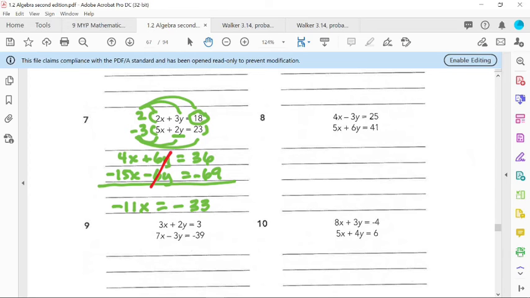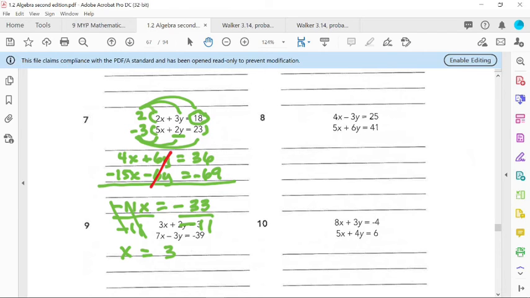Negative 33. So we don't mind the 11 so much now. Why? Because we're going to divide both sides by negative 11, so it can divide evenly. The negative and the 11 will go away, gives me x equals positive 3. So don't worry that the numbers get bigger when you do this. They end up dividing out in the end anyway.